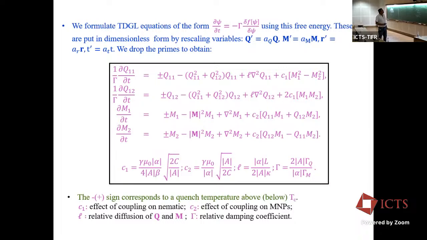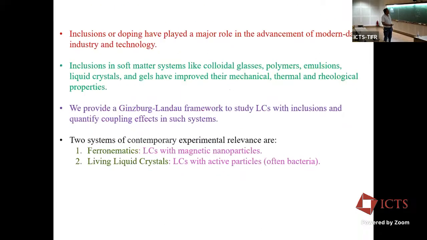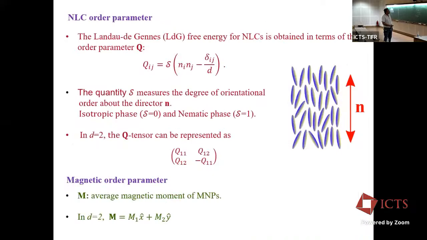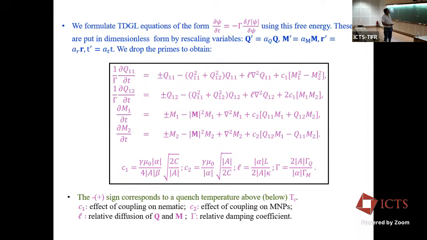And usually you use natural scales of the problem to put them in a dimensionless form. I'm just giving you the expressions in dimensionless units. Remember, I'm showing you everything in 2 dimensions. In 2 dimensions, I had 2 quantities which defined the liquid crystal order parameter. So I have a first equation for Q11 and Q12, and then 2 components of the magnetization order parameter, so I have a relaxational equation for M1 and M2.